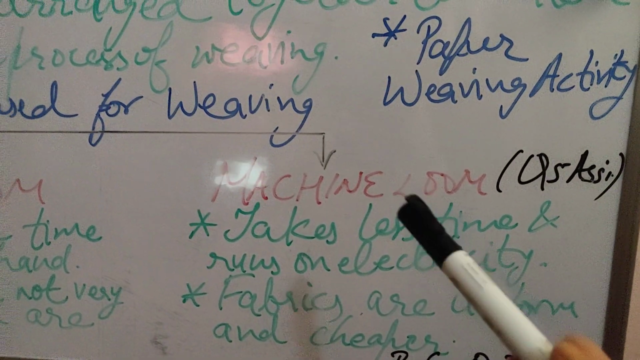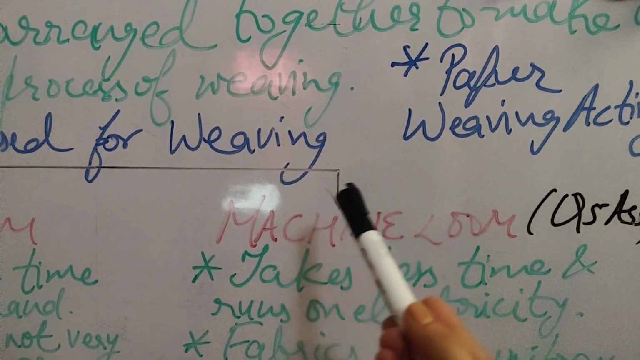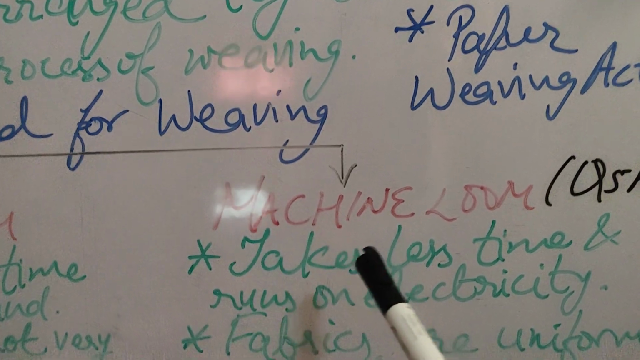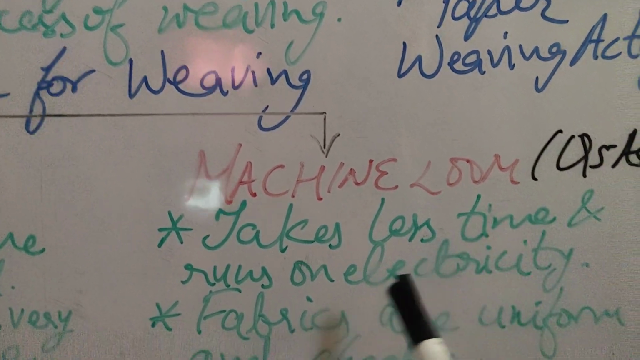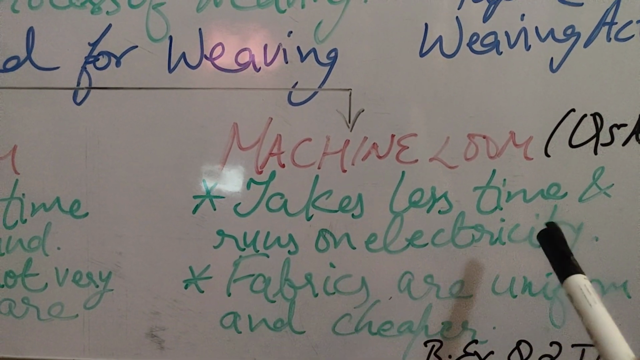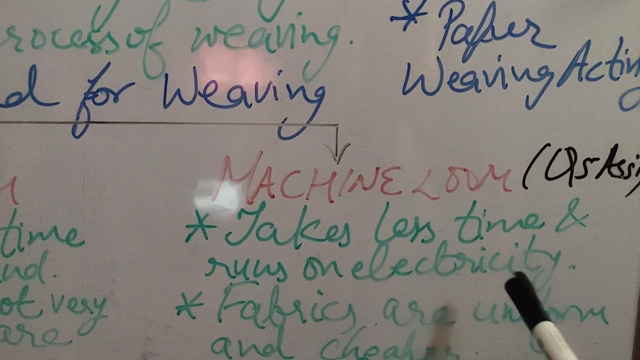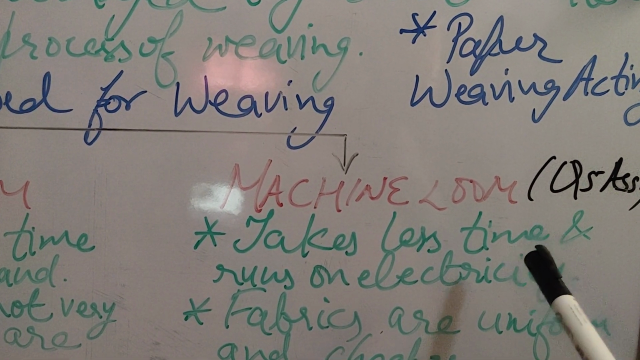Now come to machine loom. Machine loom, students, as the name indicates, is a machine which is used as a loom. Naturally it takes less time and it runs on electricity. As it is a machine, it will take less time to do its work.